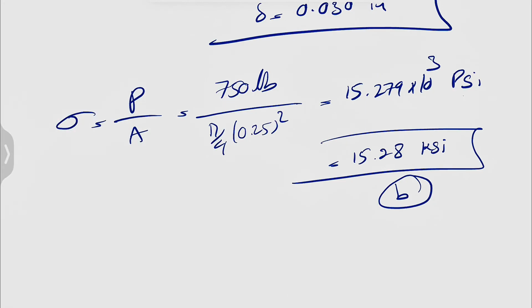So we know 1 ksi is equal to 1000 psi. If we divide that by 1000, we get rid of the 10 to the 3, and we end up with a final answer of 15.28.